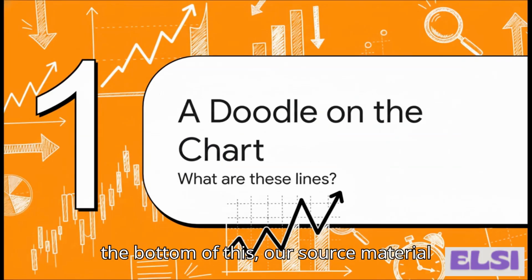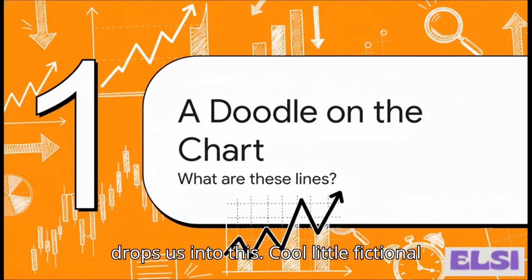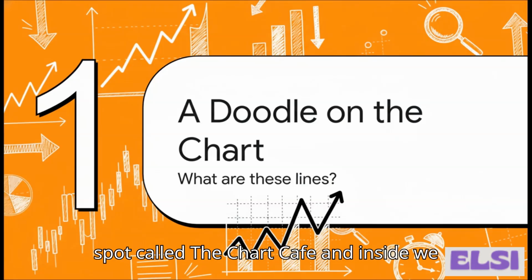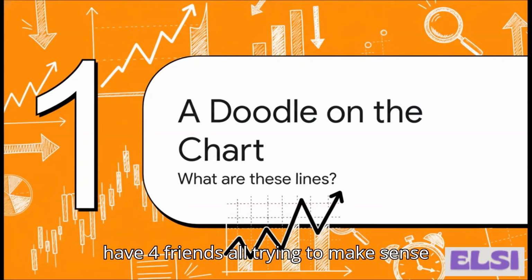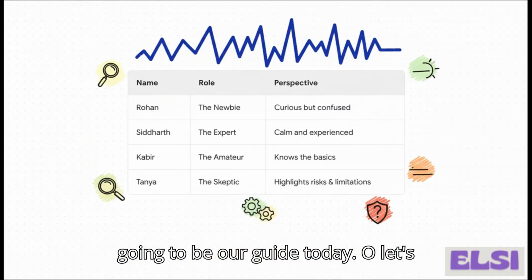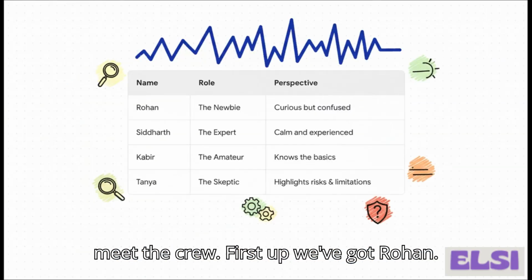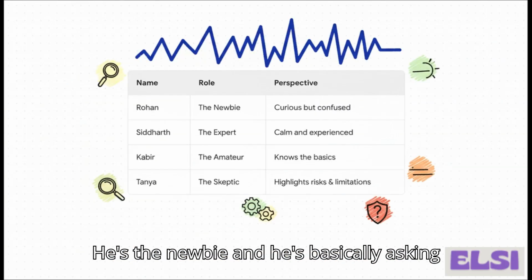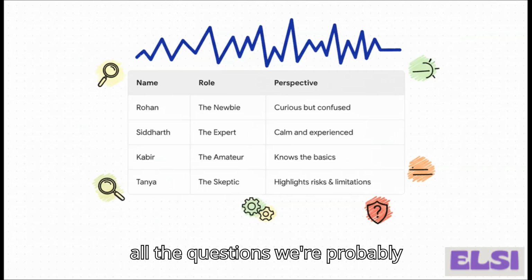Well, to get to the bottom of this, our source material drops us into this cool little fictional spot called the Chart Cafe. And inside, we have four friends, all trying to make sense of the market. Their conversation is going to be our guide today. So let's meet the crew. First up, we've got Rohan. He's the newbie, and he's basically asking all the questions we're probably thinking.